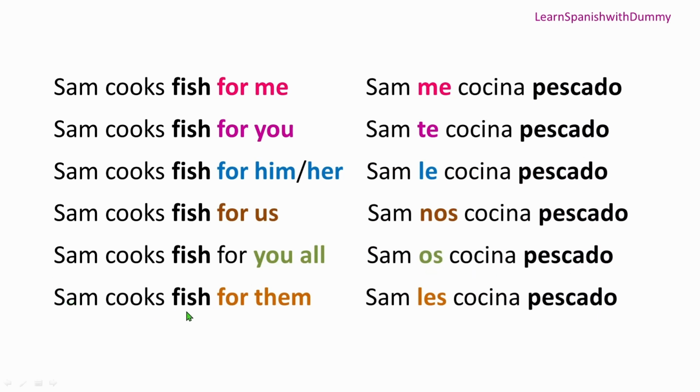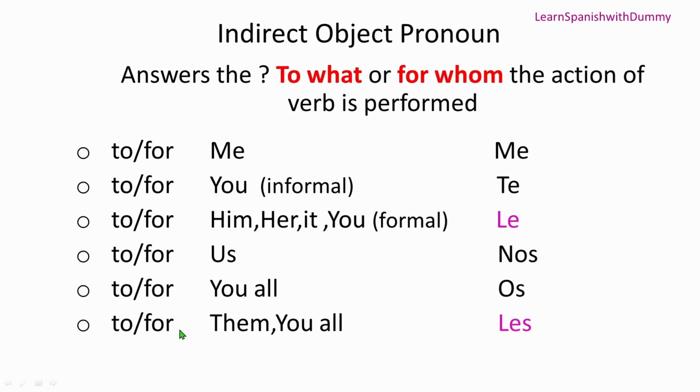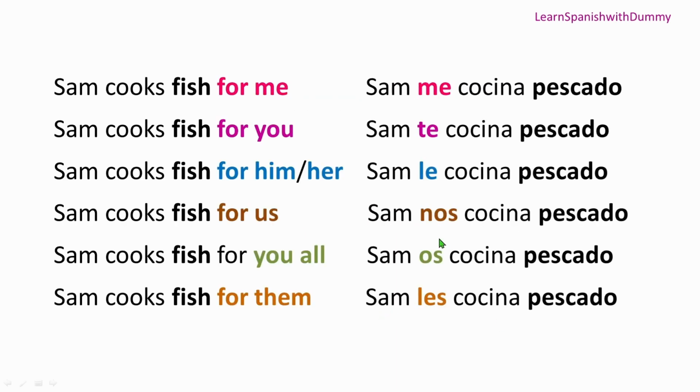Now we have "Sam cooks fish for them." It'll be "Sam les cocina pescado." Sam les cocina pescado, and here for them we know that it's "les," right? So this is very important. Métele nos os les, right? Which means all of them. Just remember them, okay? And we're going to use more of them.